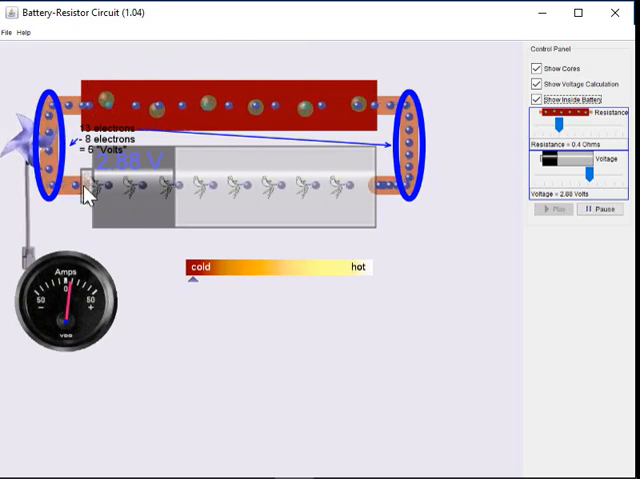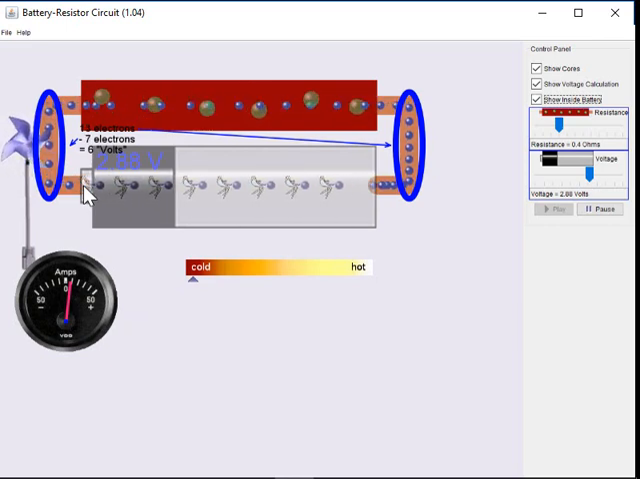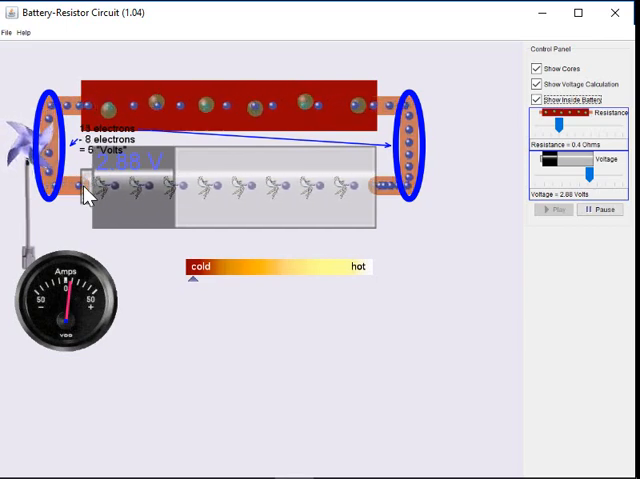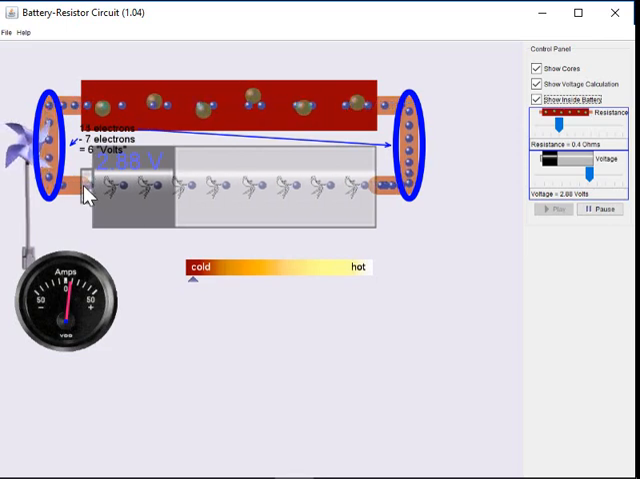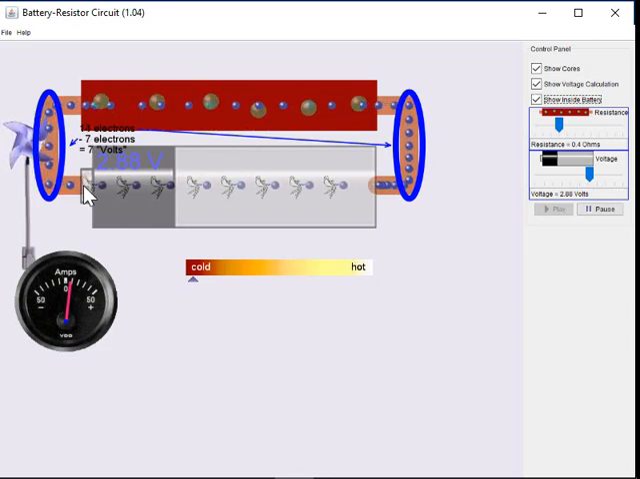Current is defined as how many coulombs of charge pass by in a given time. We're going to link it to an analogy. Current is sort of like the speed at which they leave. The higher the current, the faster they can travel through. So that's the inside of the battery here.